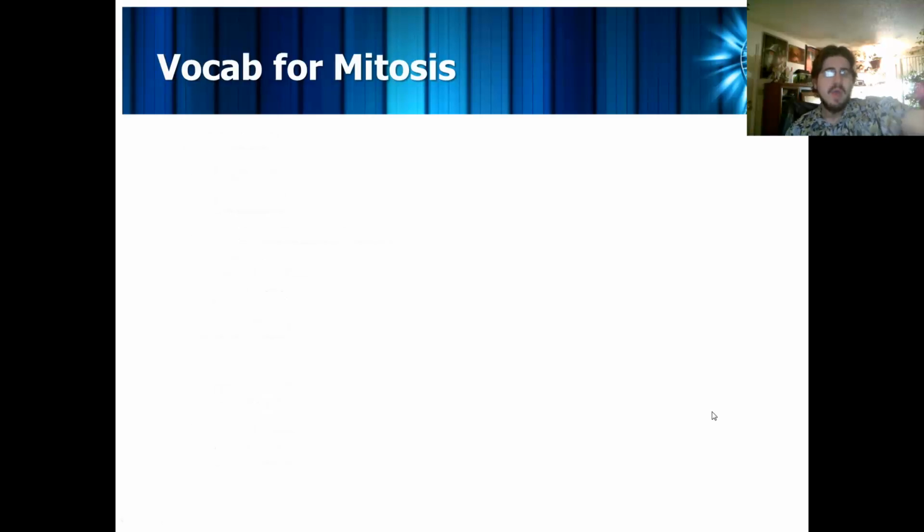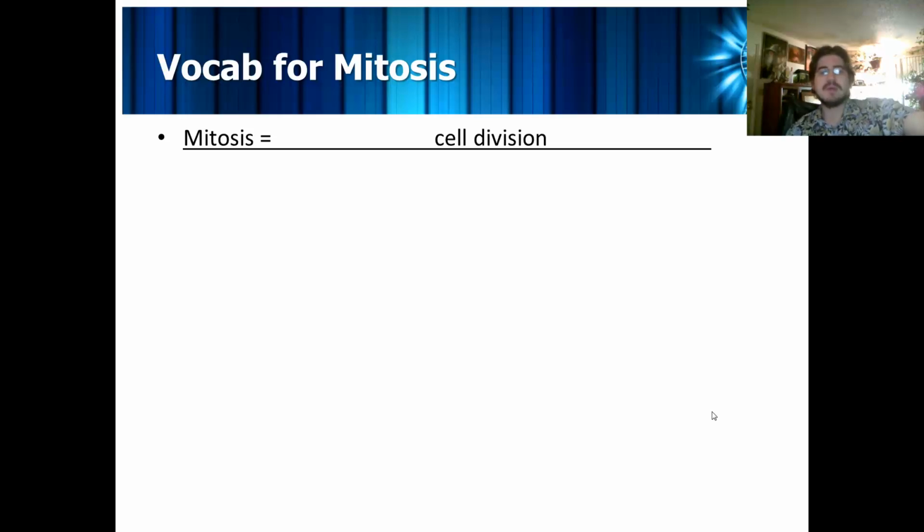So, starting off with mitosis, let's hit up some of that vocab. Mitosis is cell division. Cell replication, cell multiplication, cell division. Same thing, mitosis. That's right. Biology is the only science where multiplication and division mean the same thing.